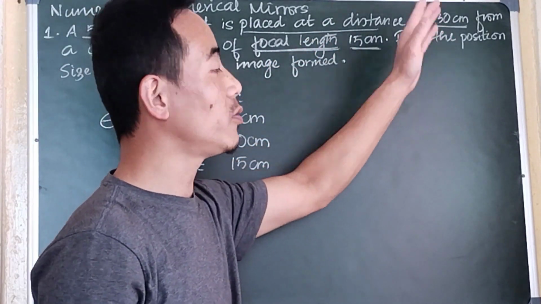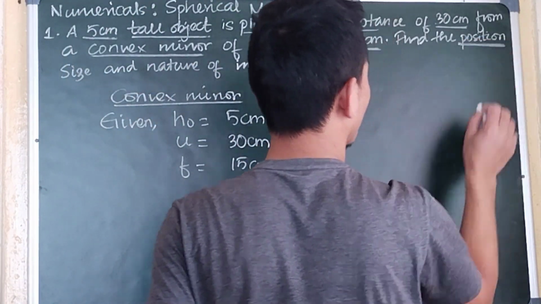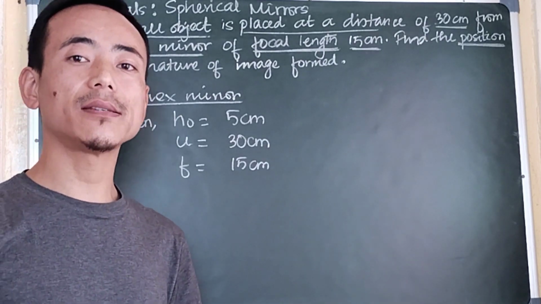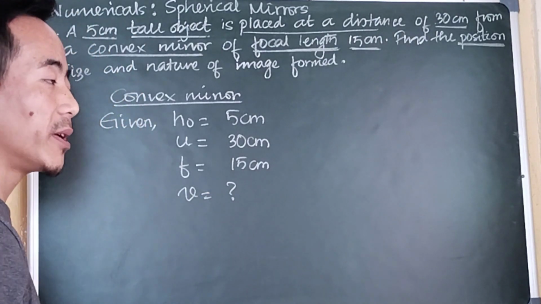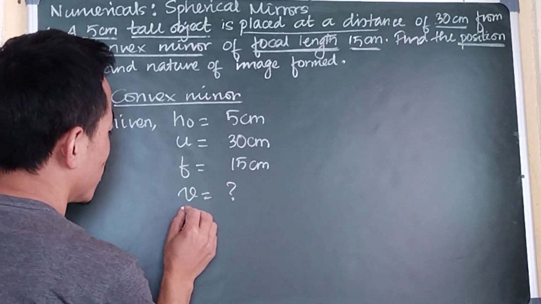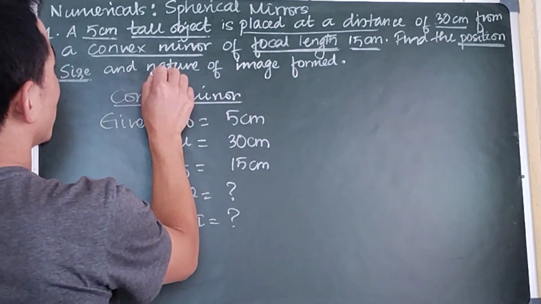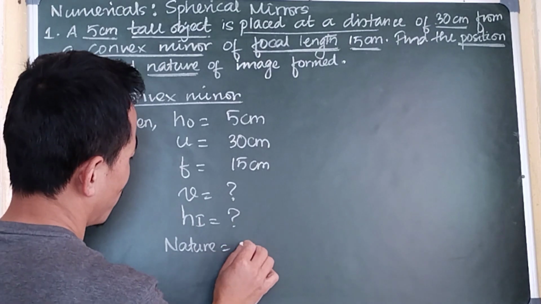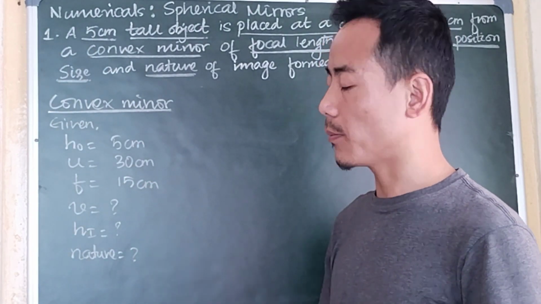Now what are the things that you have to find? You can see, find the position. Here position means the position of the image. Where will the image be formed? Or you can say image distance. So first you have to find out the image distance. Second, you have to find the size of the image, that means you have to find HI, the height of the image. Then the last one is the nature of the image. What will be the nature of the image that is formed? So these are the given things and these are the things that we have to find out.